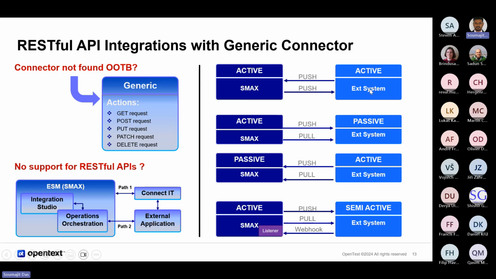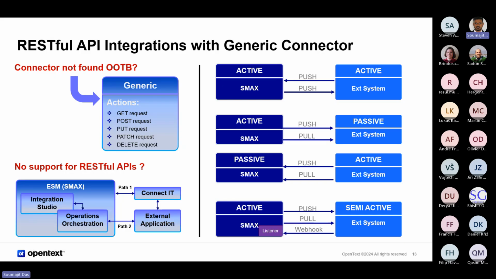There are various modes that you see on the right hand side in which you can do an integration. You can do an active to an external system. You can do an active passive. You can keep SMAX passive and the external system active, which is basically the external system pushing data into SMAX. Or you can have active and semi-active, where SMAX has a listener and you have a webhook, and you actively push data on change of a record, and then the external system responds when it has to respond, and it does it through the webhook. So these are the various modes of integration.